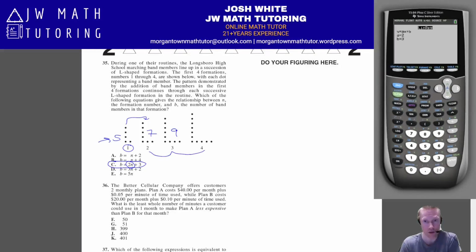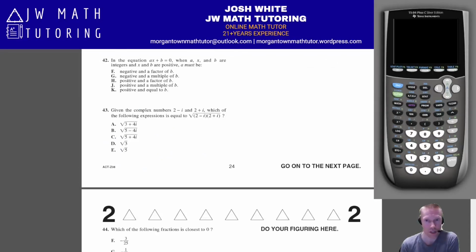related to linear equations. Problem number 42. In this one, I would just pick numbers. Perfect example for a picking numbers problem because you have these different letters, different variables, and they give you some conditions on them, like some things must be positive or negative. So, okay, we know that x and b are positive. So I'm just going to let x equal positive 1. I'm going to let b equal positive 2.